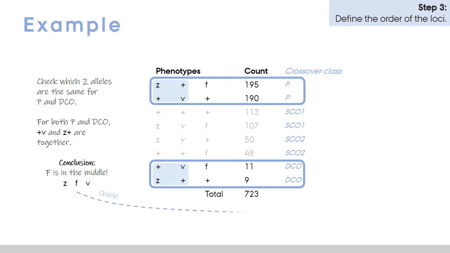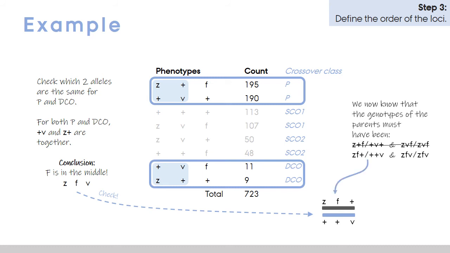What I always do is double check if the order that I picked made sense, so I'm just going to do a test run. From the previous step, we knew that the parent's genotype must have been ZF plus and plus plus V, which came from the parentals up here. So its chromosomes must have looked like this: ZF plus and plus plus V.